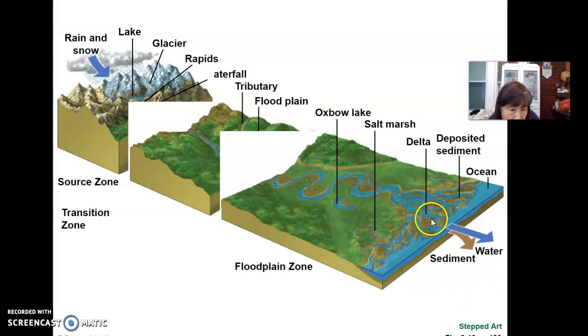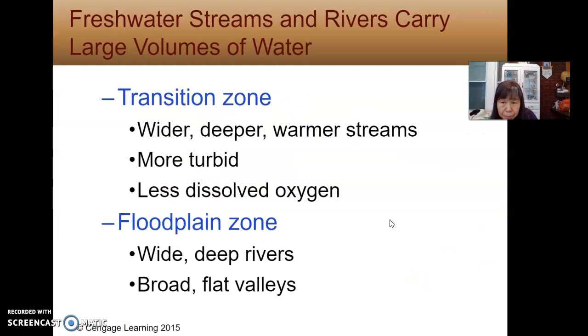And then one structure you see is called a delta. Those are the small island made by the deposited sediment. We're going to talk a little bit of that.